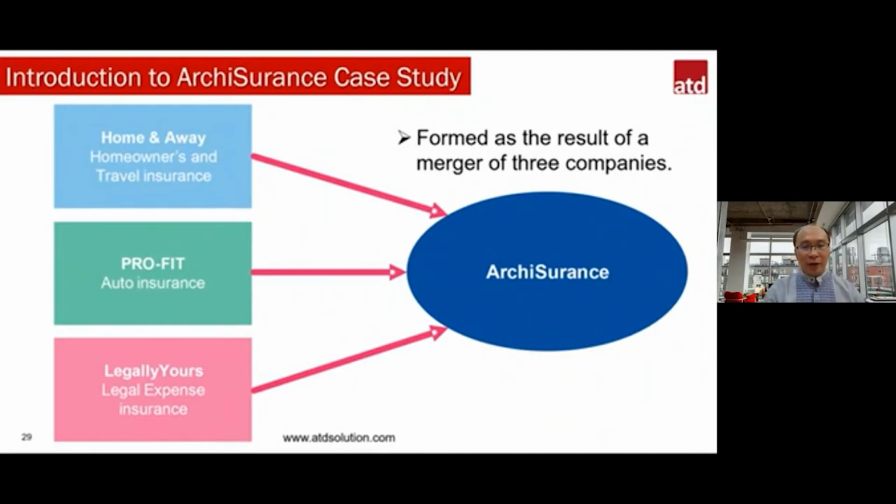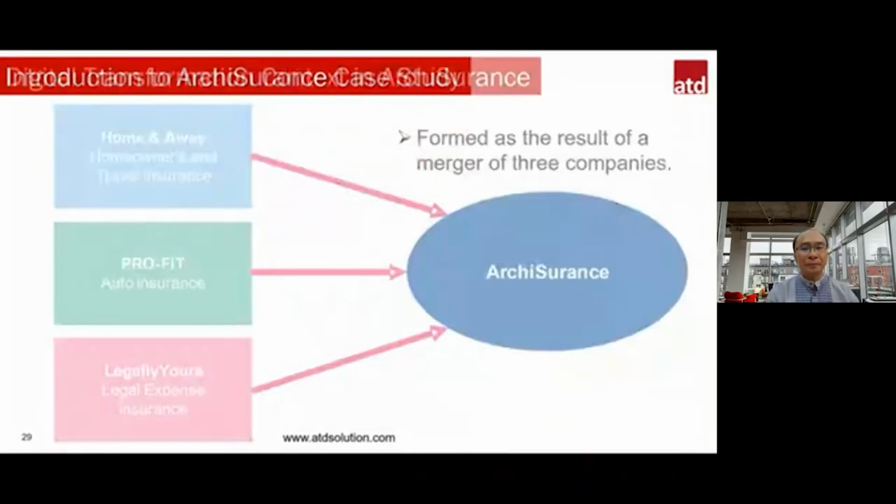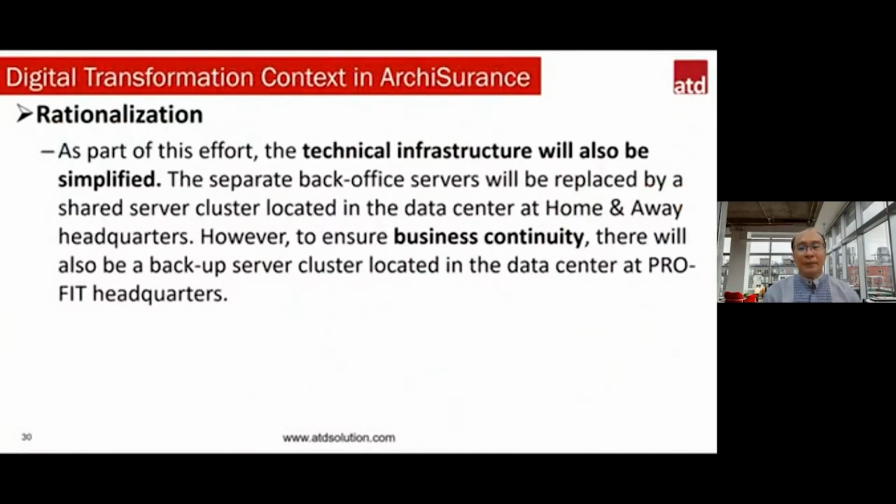So imagine this is where you have the merger and acquisition. There will be an overlapping of the systems, processes, departments, and services coming from these three companies into one, ArchiSurance. So, rationalization. As part of this merger and acquisition, we need to simplify the infrastructure, because we need to ensure that the shared services are enforced, because we cannot maintain three separate systems. We also need to ensure business continuity.